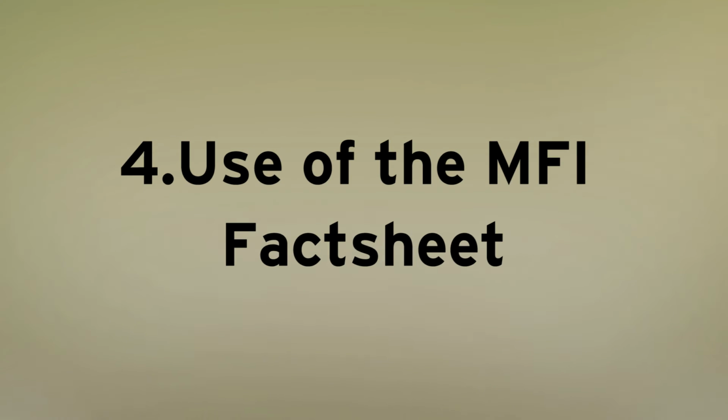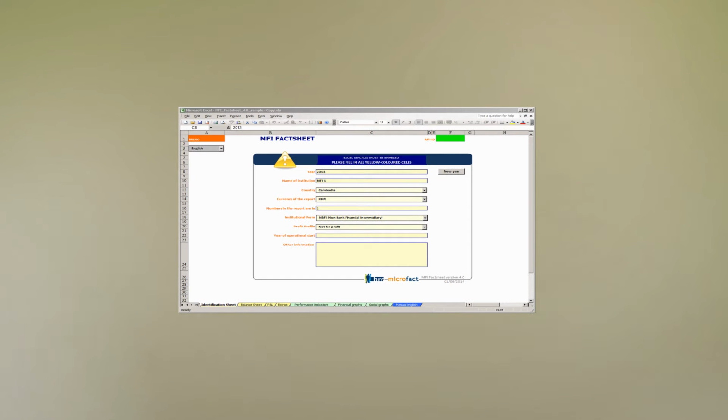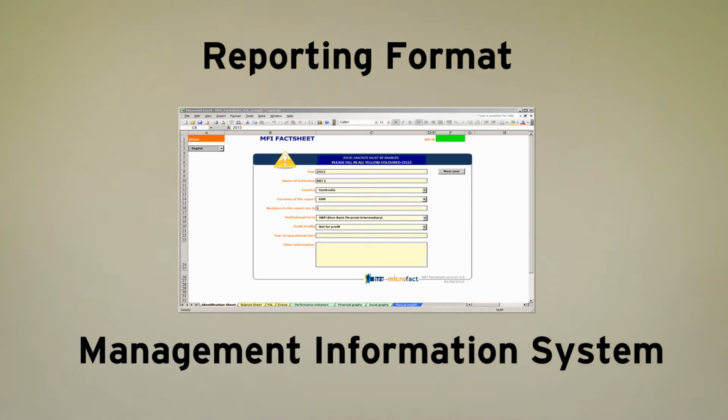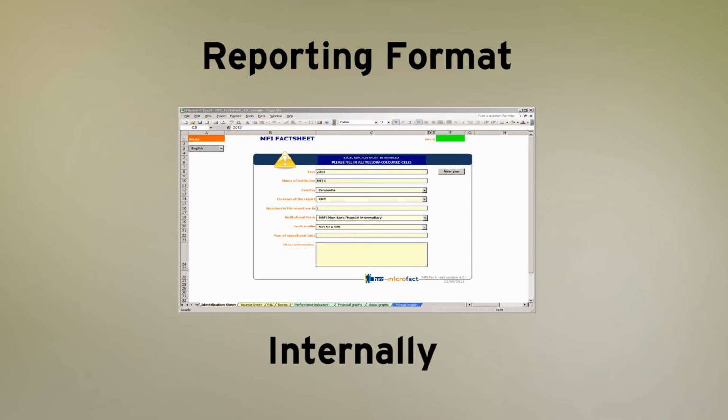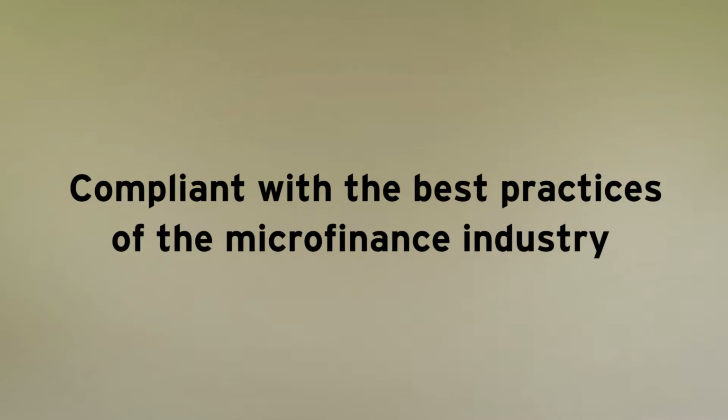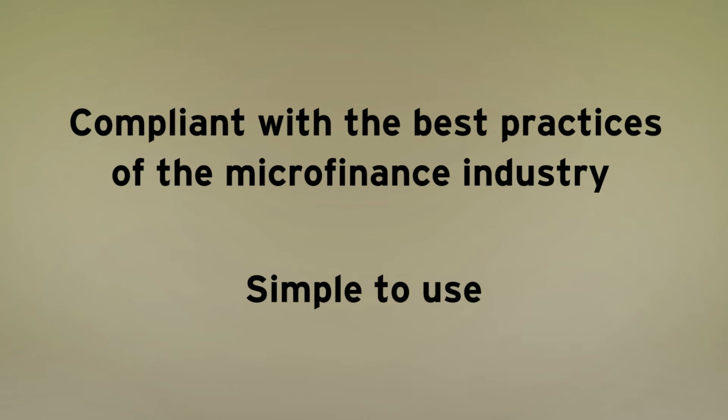Section 4. Use of the MFI Factsheet. The MFI Factsheet, meant as a management information system, is a reporting format that can be used both internally by managers of the MFI and externally for purposes of analysis and monitoring. It is fully compliant with the best practices of the microfinance industry and simple to use.